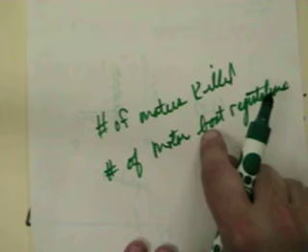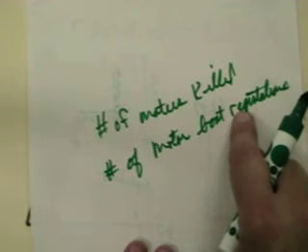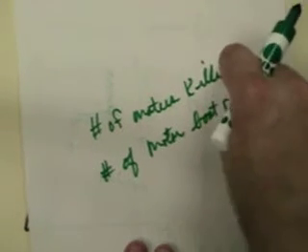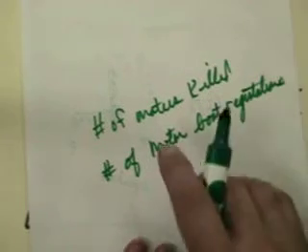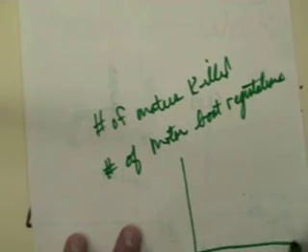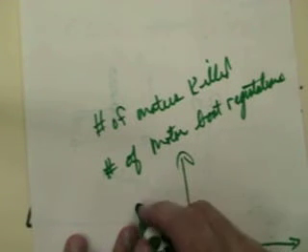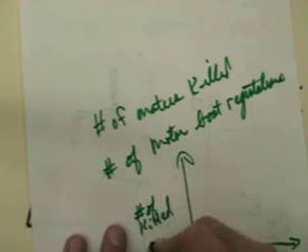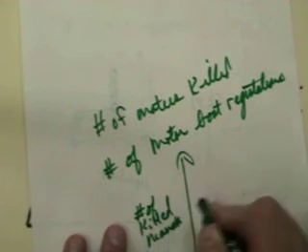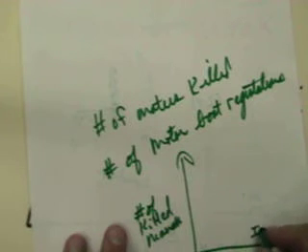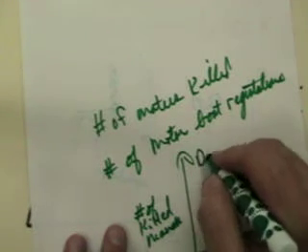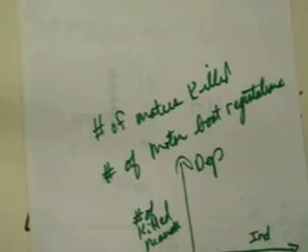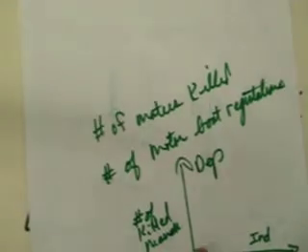So the number of motorboat registrations is what we're keeping track of, and how many manatees are killed as a result of that. And so on a graph, this would be the number of registrations, and this would be the number of killed manatees. Remember, once again, independent and dependent.